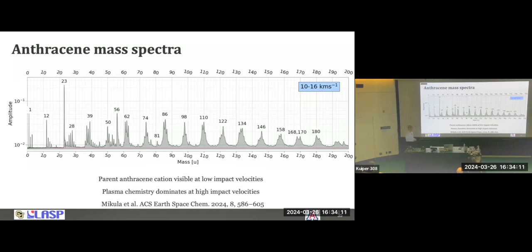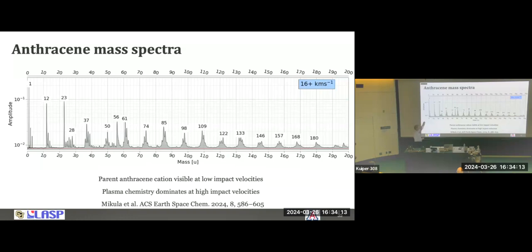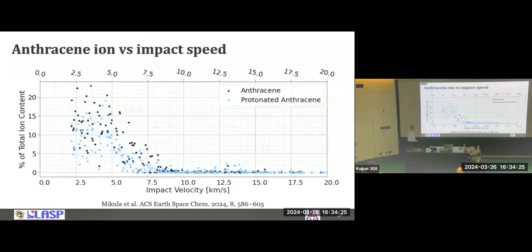Now you can take it even further and then you see it's mostly hydrogen, there's some C, CH, but then this is no longer the parent. It sits around the mass of the parent, but this is all plasma chemistry happening.